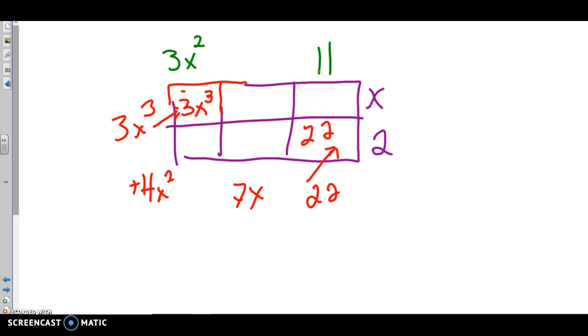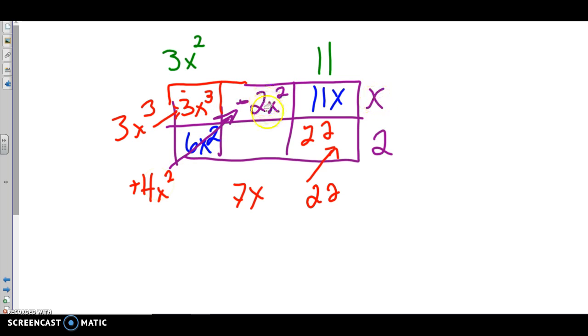This allows me to get two additional numbers of 11x, 11 times x, and 2 times 3x squared is 6x squared. To finish it off, I just have to find the numbers in the middle. I know working backwards, it has to equal 4x. If I have 6x squared, then this has to be negative 2x squared in order for those two diagonally to add to 4x squared.